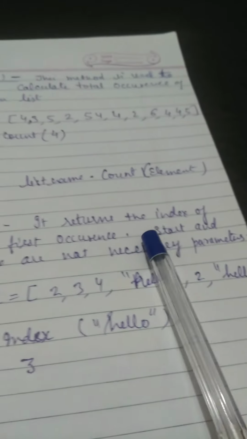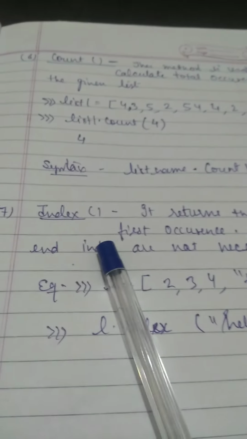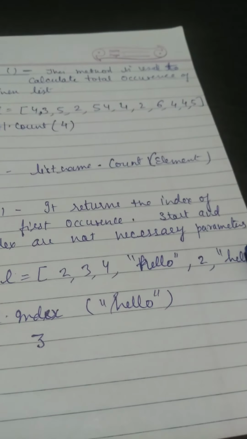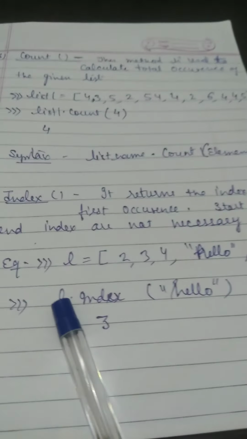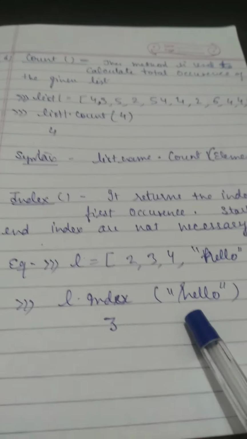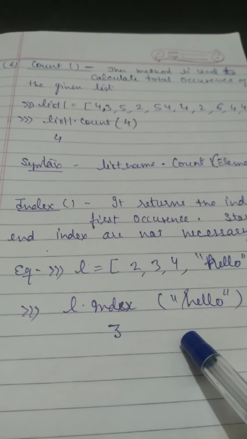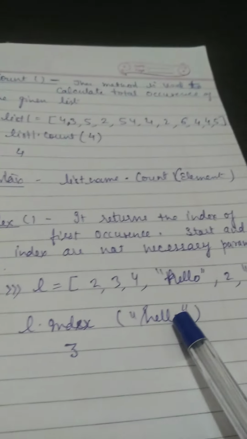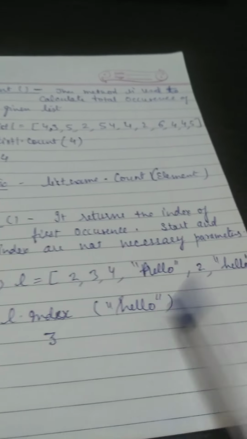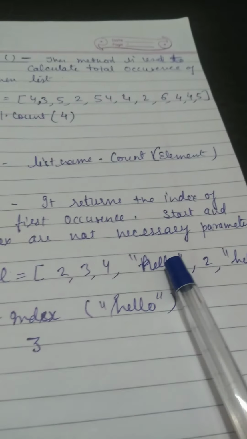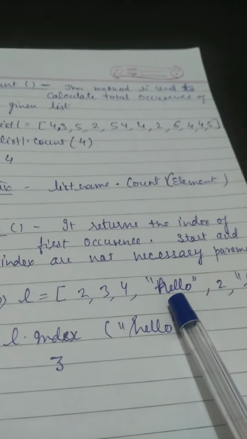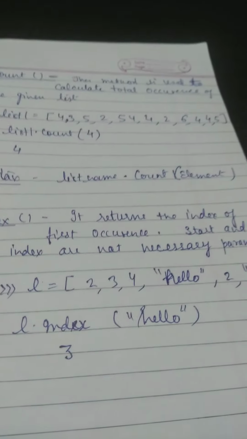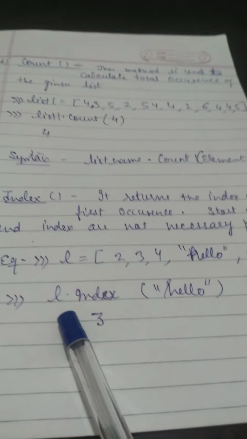Now index. It returns the index of the first occurrence. Start and end are not necessary parameters. Like in a list you have 2, 3, 4, hello, 2, hello. Now we want to find out the occurrence of the word hello, in which index value it has come, and it will check only the first occurrence. It will not go for further occurrences. Wherever it first finds hello, it will find out that one, and the next occurrence has no meaning. So we have used l dot index hello.